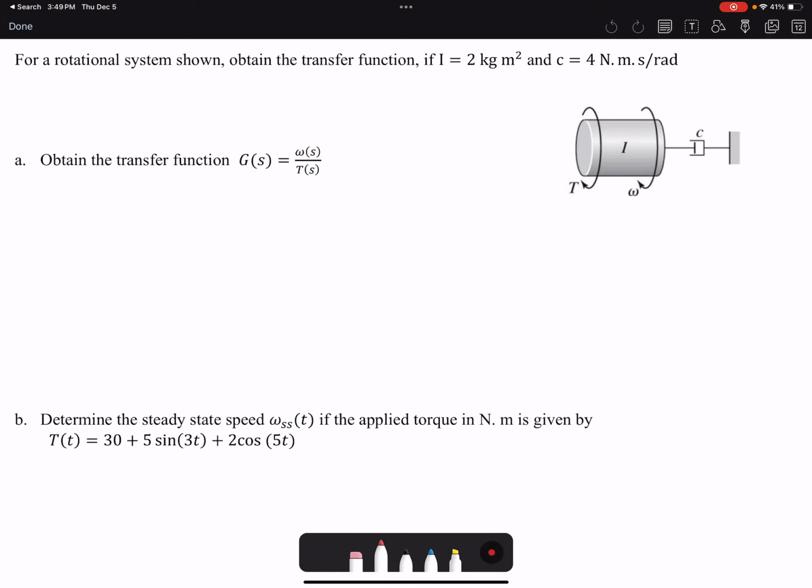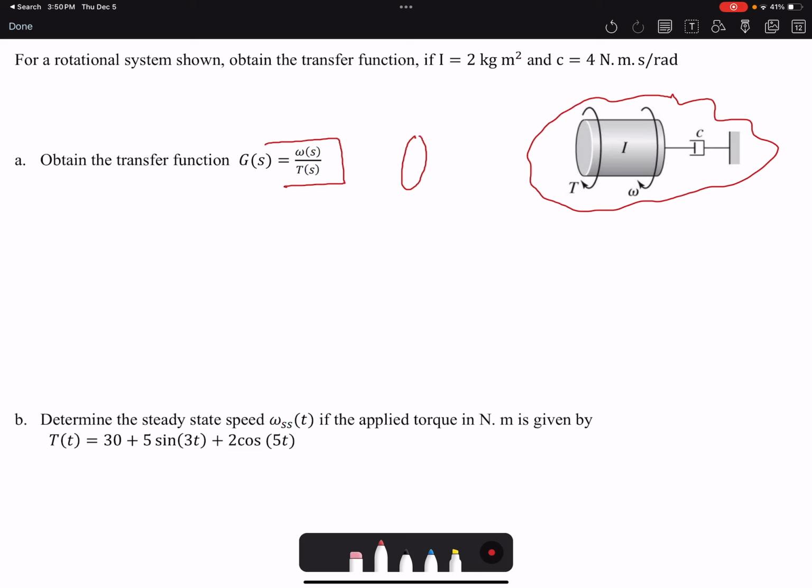Hello everyone, in this video we are gonna solve a problem that involves finding the frequency response of the mass damper system. So here we have this system. Our first task is to find the transfer function, and transfer function here is defined as omega(s) over T(s). T is the input torque and omega is the rotational speed that this cylinder would get after the application of the torque. Our first task is to draw a free body diagram for this system.